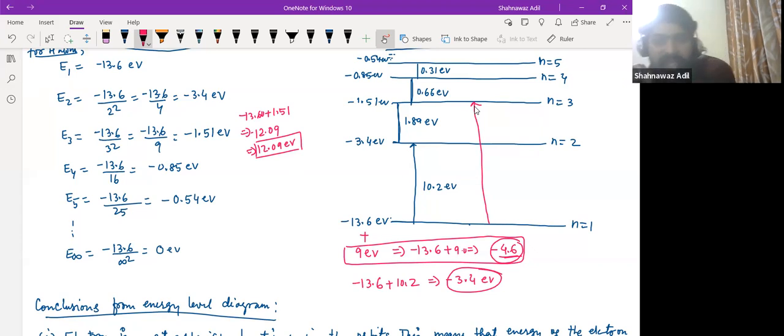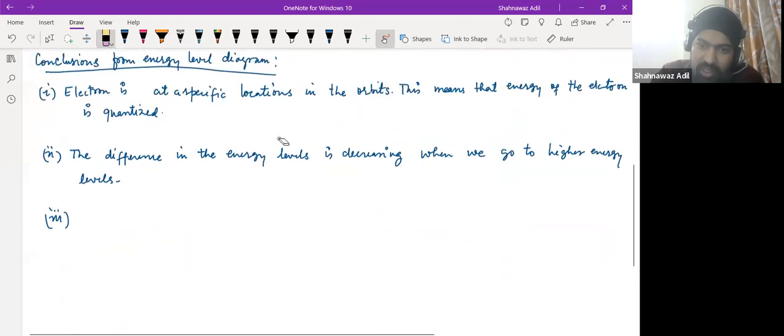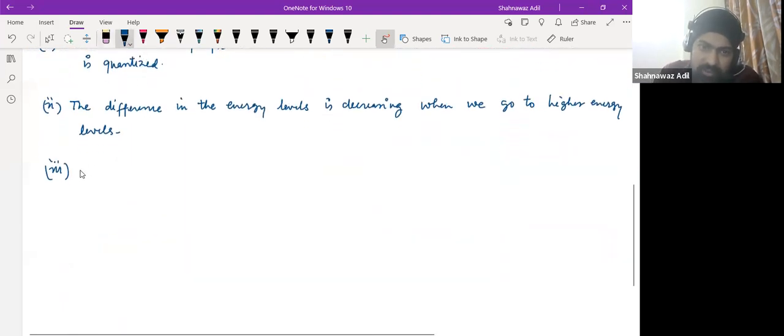So the electrons in the hydrogen atom or hydrogen-like atom are very peculiar about the absorption as well as the emission of energy. They will only absorb or emit that much energy which is equal to the energy difference between those energy levels. Is that clear, guys? Is it clear? Yes, sir.